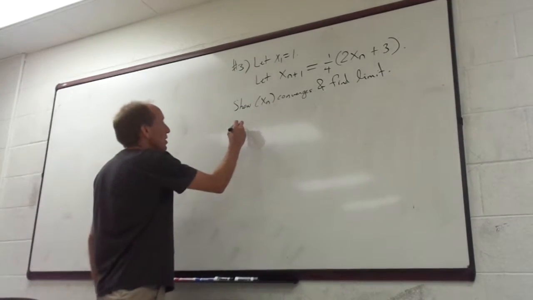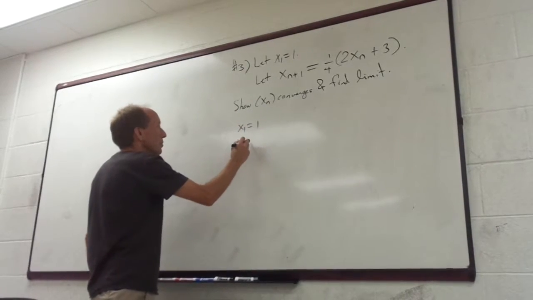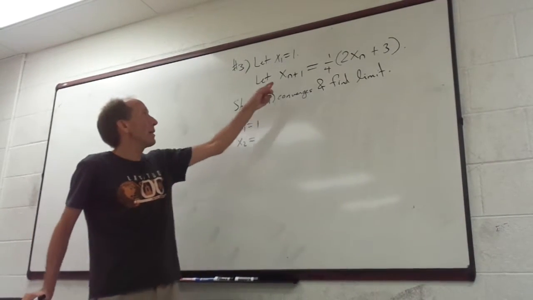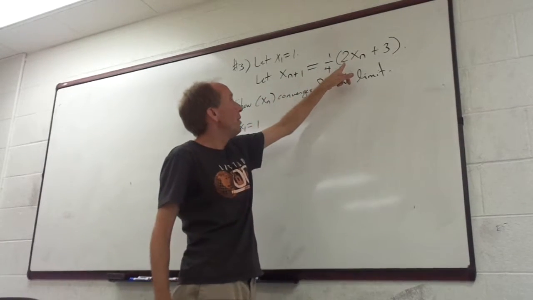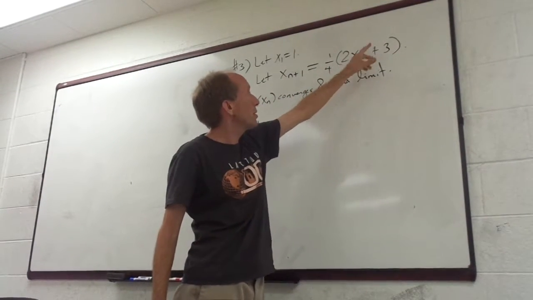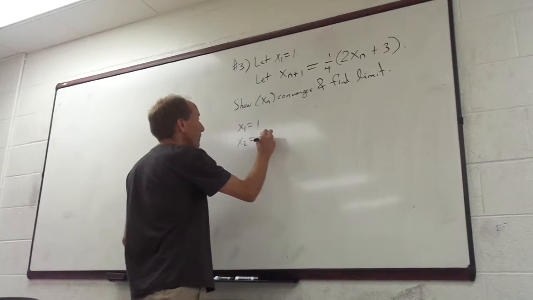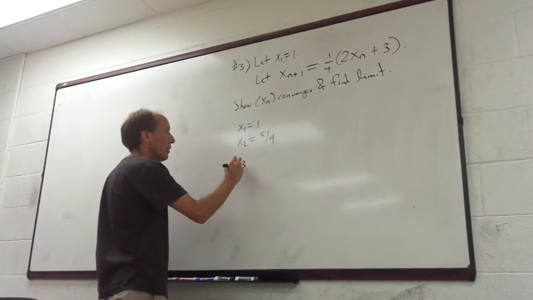So x1 is 1, right? That's given. So to figure out x2, I might take n equal to 1. All right, so we get 1/4 of, what is that? 2 times 1 plus 3, that's 5. That would be 5 over 4. Okay, let's do another one.